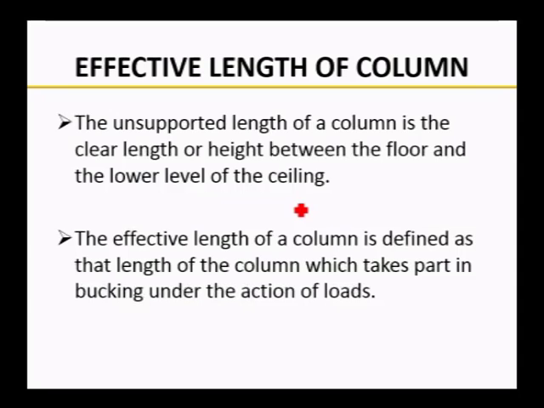The column will not buckle completely; some part will buckle depending upon the end conditions, whether both ends are fixed, both ends are hinged, or one end is fixed and the other end free. Depending upon the end conditions, this part of the column will buckle. That buckling position, if we measure it, is known as the effective length of the column. But measuring the buckling length or effective length is very difficult. That is why IS 456-2000 has given a few guidelines and tables to calculate the effective length of the column.